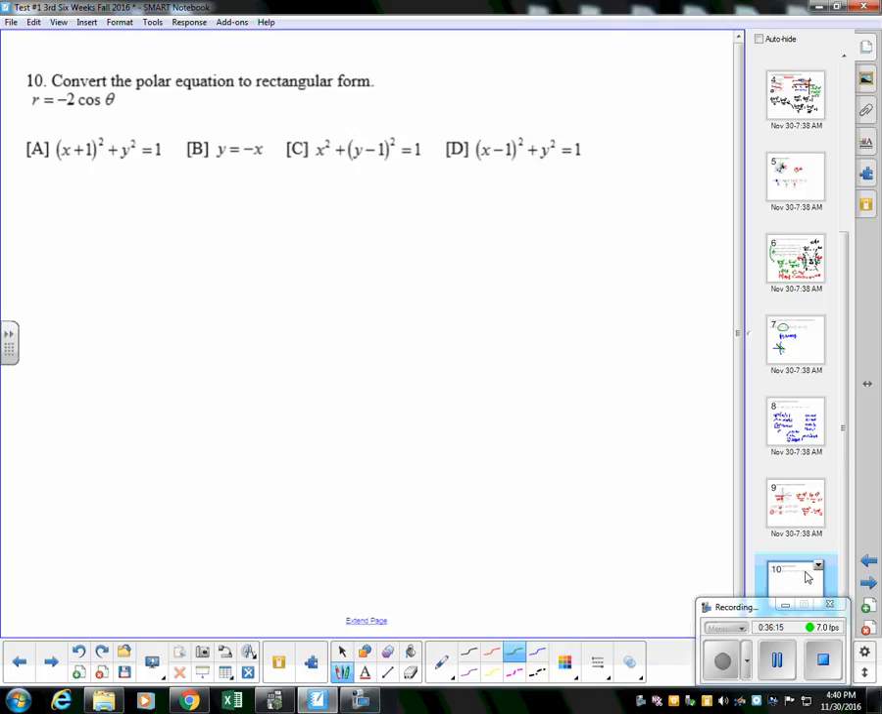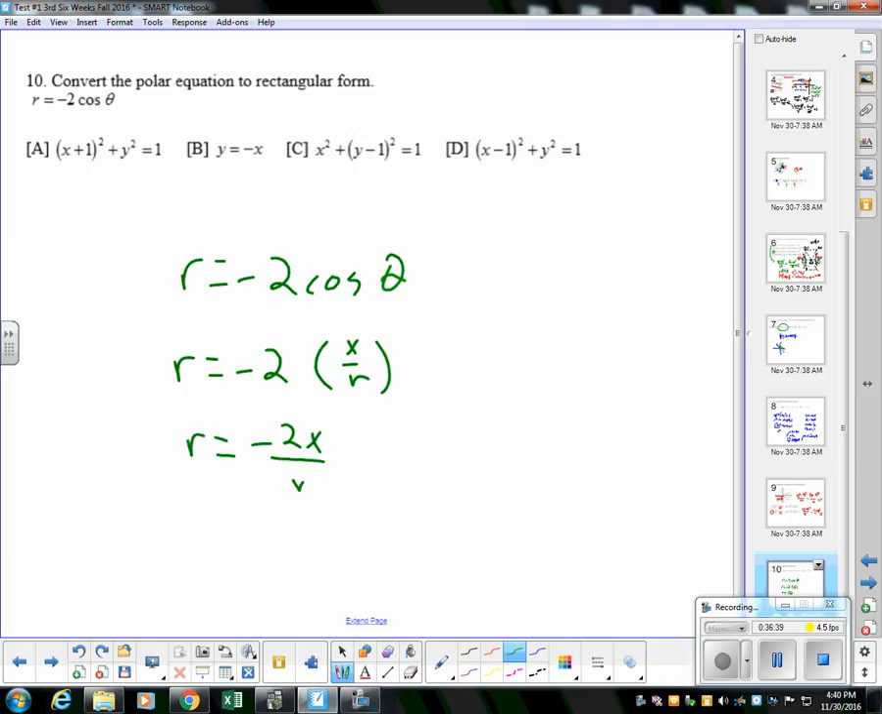What I'm going to do is just simply do r is equal to -2 cosine of theta. I want to get rid of the r and I want to get rid of the theta, or even better, the cosine of theta. So I know that cosine of theta is the same thing as x divided by r, which means r is equal to -2x over r. If I multiply both sides by r, I get r squared is equal to -2x. Remember now, I need to get an x in there, so r squared is the same thing as x squared plus y squared is equal to -2x.